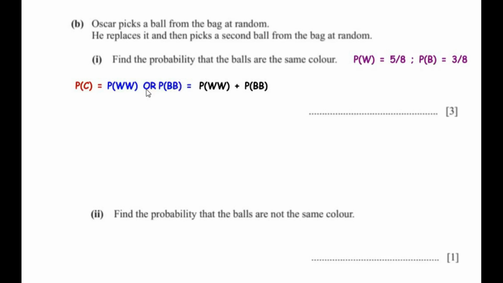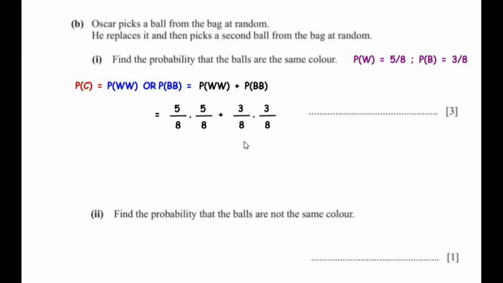So here, since we have considered OR, it's going to be an addition. Since we got the probability of getting a white ball as 5 over 8, the probability of getting a black ball is going to become 3 over 8. So here we have written the probability of getting a white, that is 5 over 8 at the first pick, followed by a white ball at the second pick. So 5 over 8 times 5 over 8, plus the probability of getting a black ball first, that is 3 over 8, followed by getting the black ball in the second pick, that is 3 over 8.